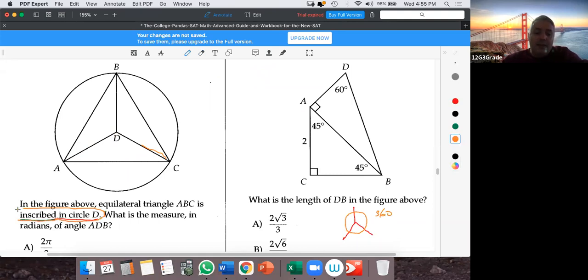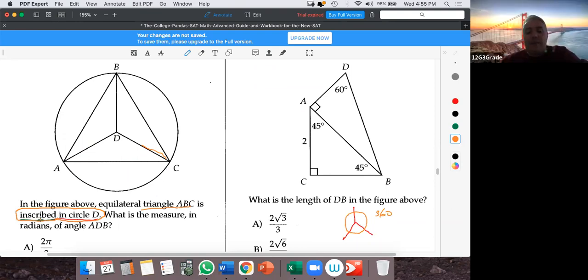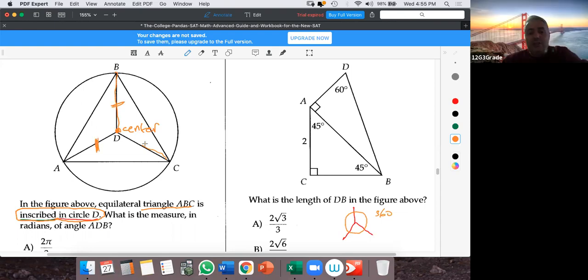Triangle ABC inscribed in circle D. When it says inscribed, we say that this is the center. If this is the center, that means this is a radius, so this is a radius, and so this is a radius. And then we say that 120, 120, 120.